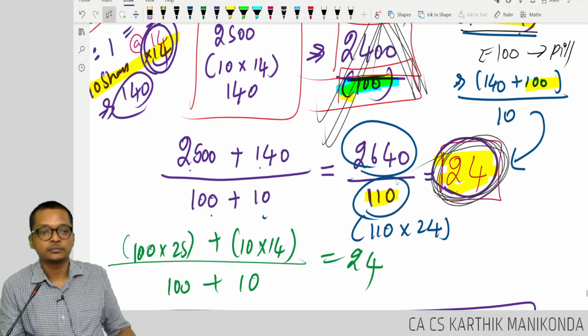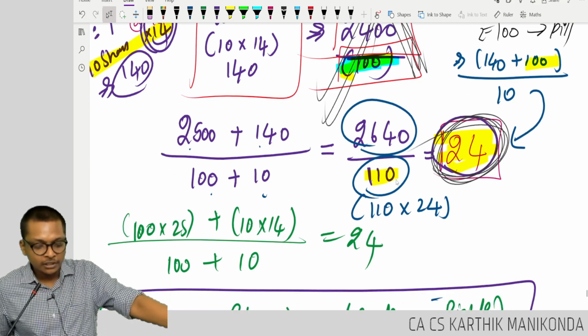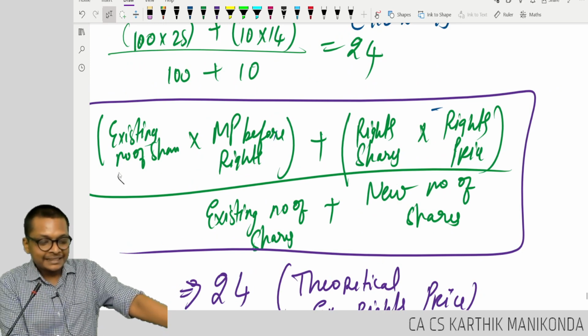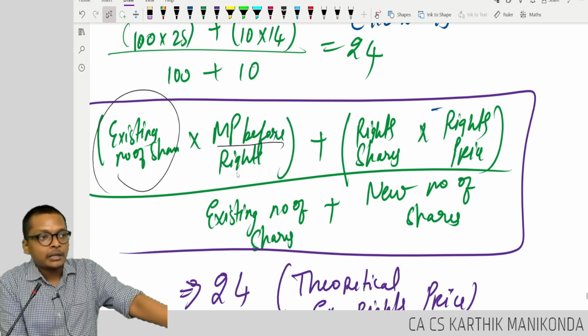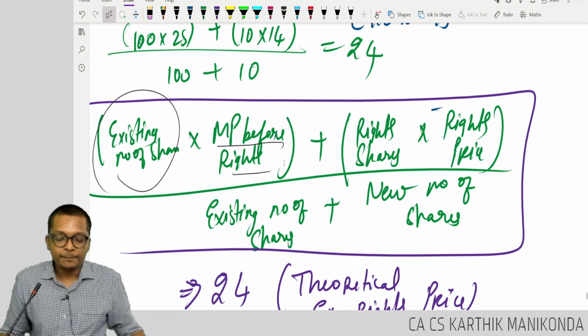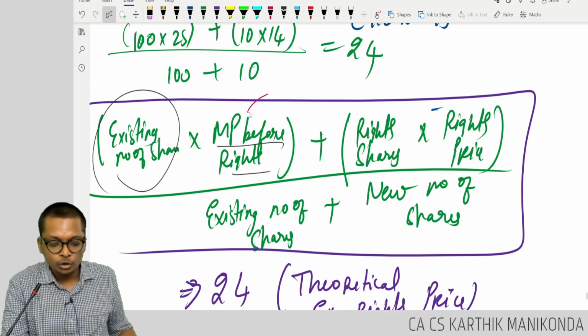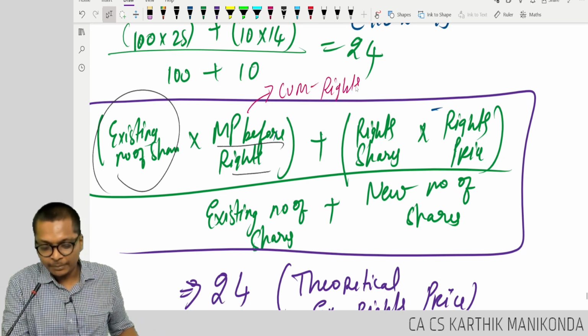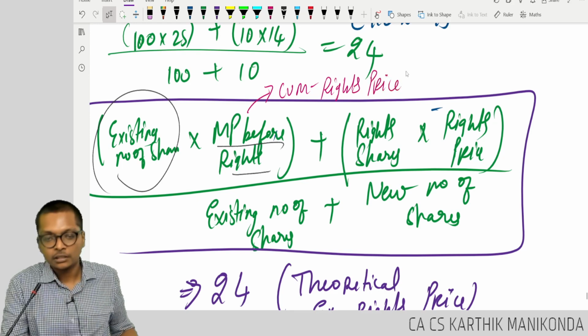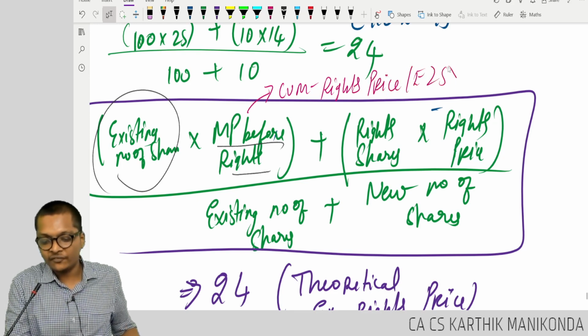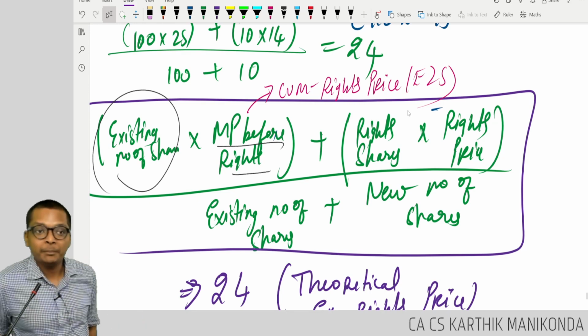So in the exam question, he wants you to find this 24. That's the question. How to find the 24? We have this equation: existing number of shares into market price before rights. This is also known as cum rights price, also known as what, guys? In our example, it was 25. It's also known as cum rights price.